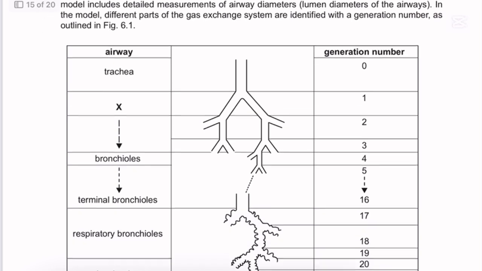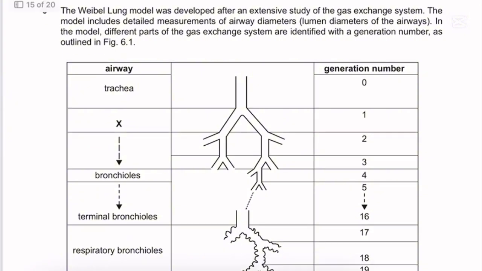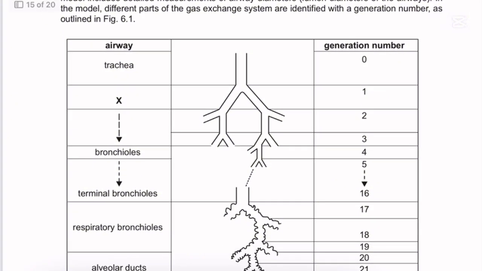Now this moves me on to 6. Okay, so the Weibel-Long model was developed after an extensive study of the gas exchange system, and the model includes detailed measurements of the airway diameters, that is, lumen diameters of the airways in the model, and the different parts of the gas exchange system are identified with the generation number as outlined in figure 6.1. So you have a generation number, and you have the airway.